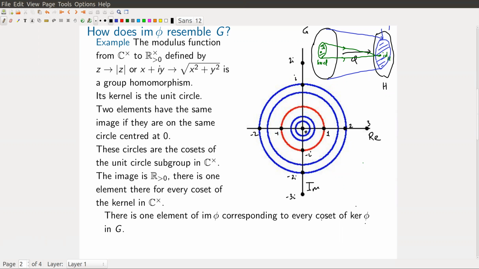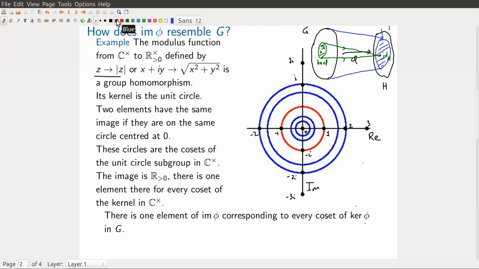The function that we're talking about is the modulus function from the multiplicative group of non-zero complex numbers to the group of positive real numbers under multiplication. It's the function that takes a complex number z to its modulus. In terms of real and imaginary parts, the modulus of the complex number x plus iy is the square root of x squared plus y squared. So it's the distance from the number x plus iy in the complex plane to the origin, to the complex number 0. Okay, the assertion is that this is a group homomorphism.